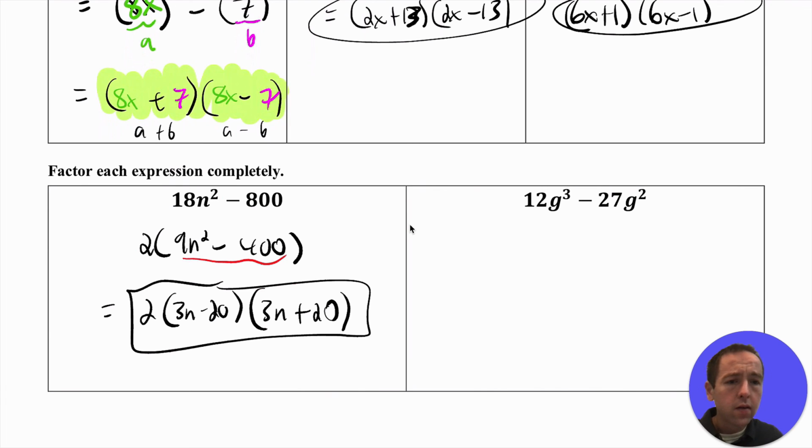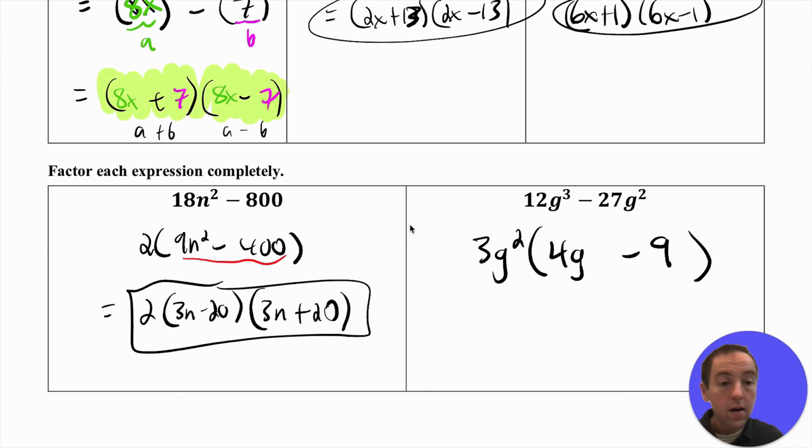If we go over to the example next door, 12 and 27 have a 3 as a greatest common factor, and you can also take out a g squared. From there, you end up with a 4g minus a 9. Right here, 4 and 9 are both perfect squares, but the g is not a perfect square, because what you have there is a linear term, and you can't break a linear term down any further. So that gives you your completely factored form for that particular expression.